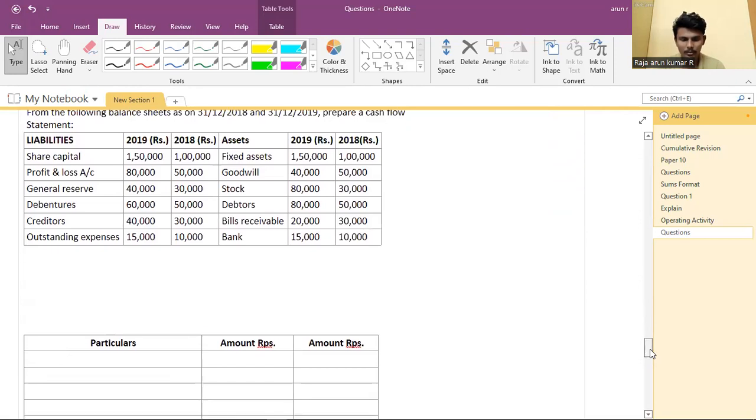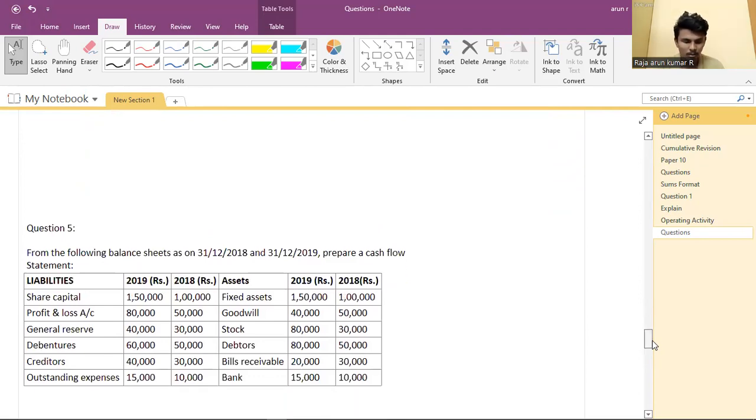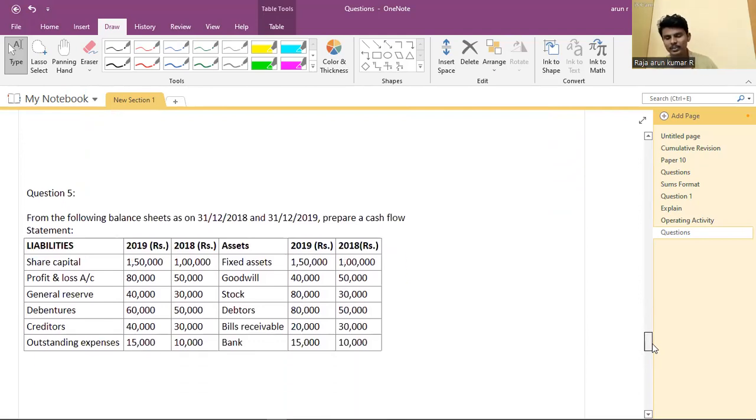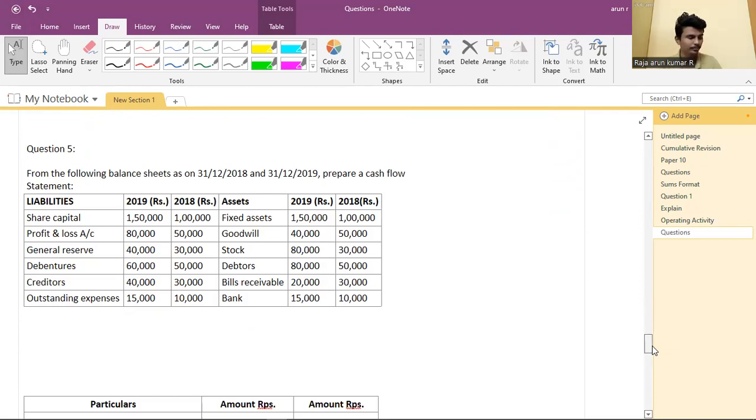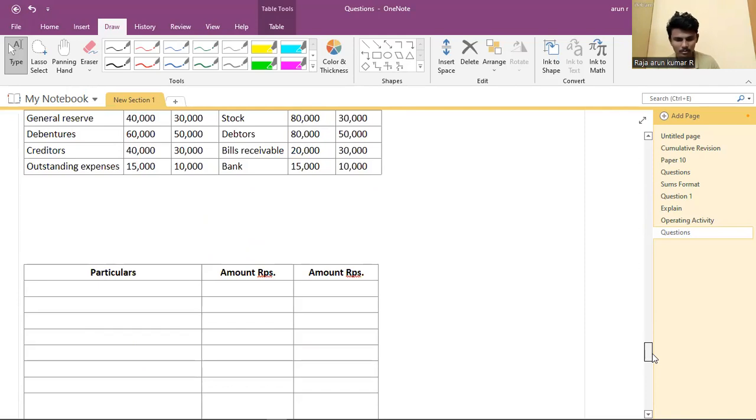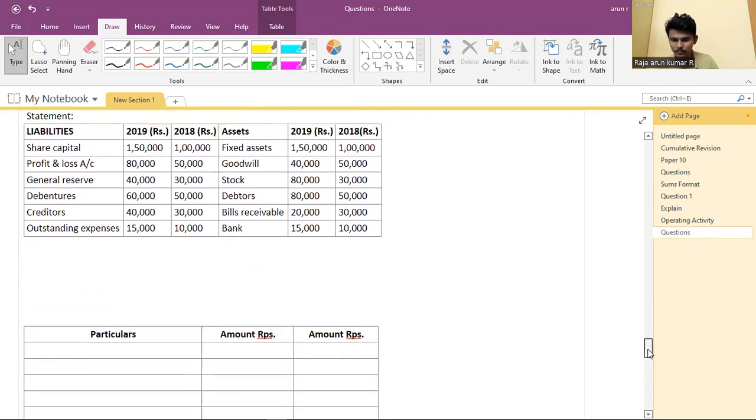This is the 5th question. There is a question without adjustments, and the whole cash flow statement we do in the 5th question. Okay. First we take the operating profit. Where is the operating profit? I tell you the format: the difference of opening and closing profit, like they have given in the profit sum. You just take the difference of opening and closing. 30,000 is the net profit.